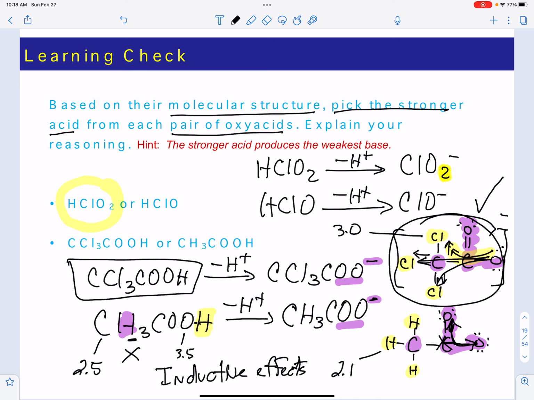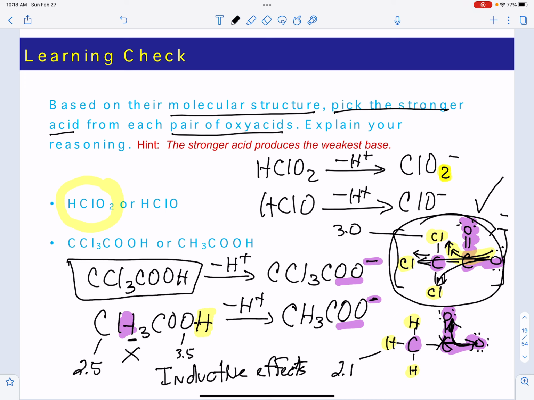The bigger the area to spread around that negative charge, the more stable that base is going to be, and the weaker. There's no need to take the hydrogen to become stable. So it doesn't want the hydrogen, so it's not behaving like a base. So the weakest the base is.